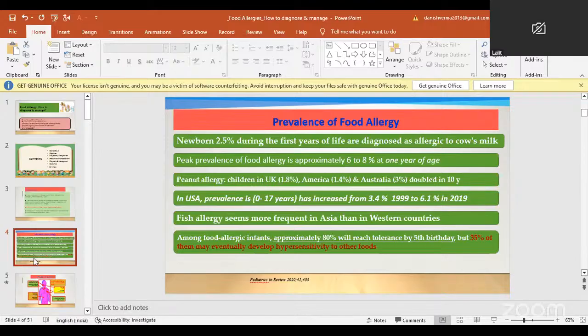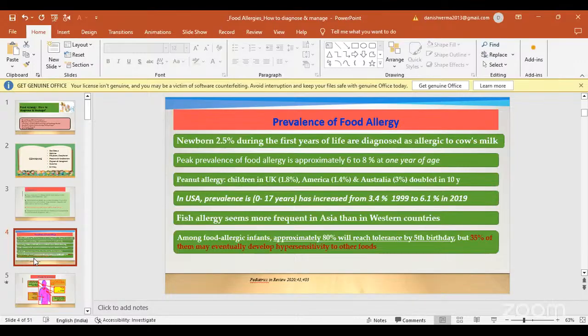Now, fish allergy seems to be more frequent in Asian population than in Western, and I would say yes, because a lot of patients who come, they are eating fish or some kind of seafood. Among food allergic infants, approximately 80% will reach tolerance by fifth birthday, but 35% of these kids may end up in hypersensitivity to other food. So somebody is allergic to milk, will get rid of the milk allergy, but can have allergy from chickpeas or from lentil or some other form of food products. Am I clear there? Yes.